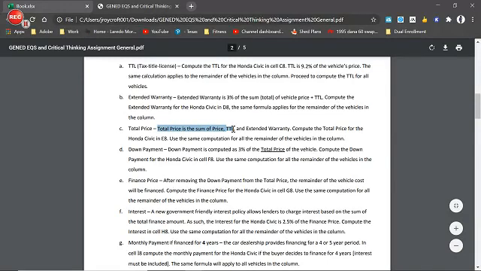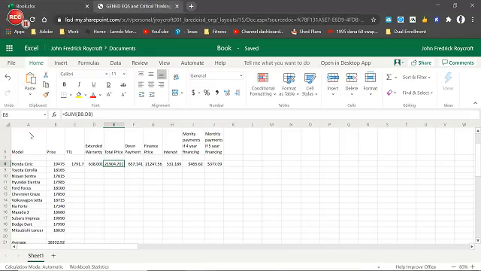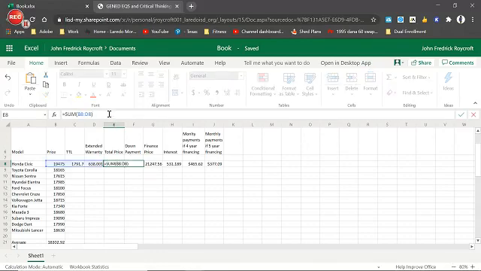For total price, total price is the sum of the price, tax title and license, and extended warranty. Compute the total price for the Honda Civic, okay? Here I'm using the sum function because it wants me to add all these three together. That's all it's telling us, add them together. This is the price of the vehicle, the tax title and license, and how much for the extended warranty, all added together.